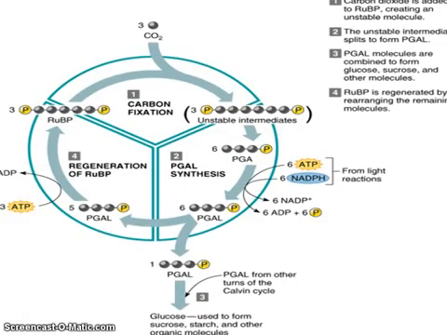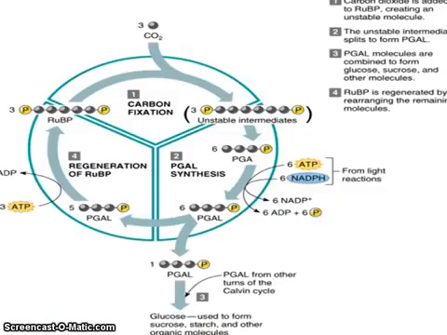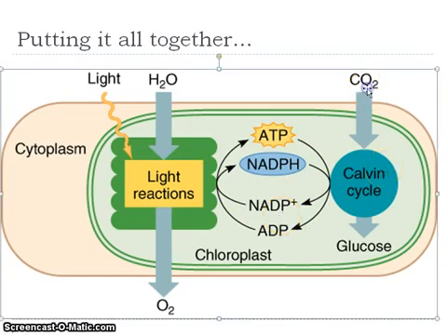Here it is again. Again, I won't ask you step by step. You just need to know our reactants and our products. Okay, so we see the ATP and NADPH being recharged and the energy used up in our dark reactions. Our dark reactions also require the CO2 that comes in, and glucose is our product made.